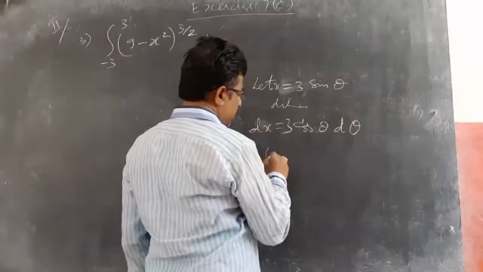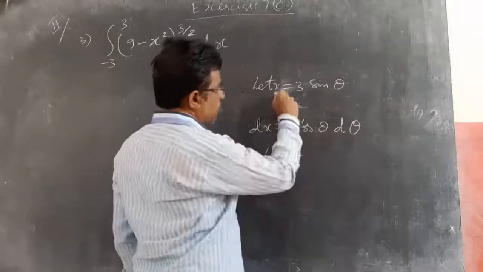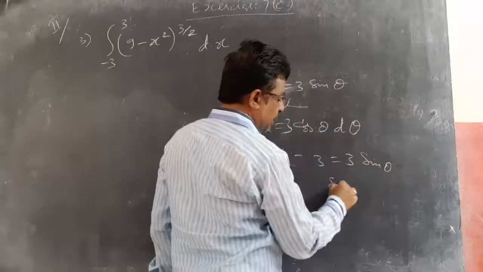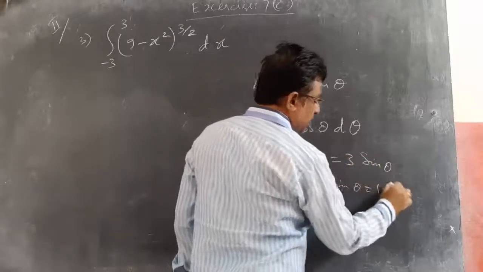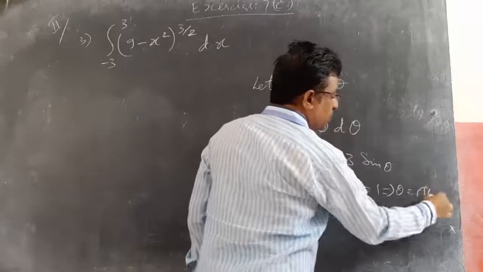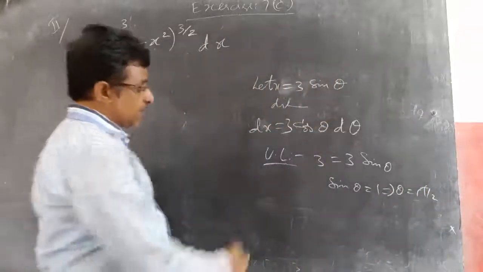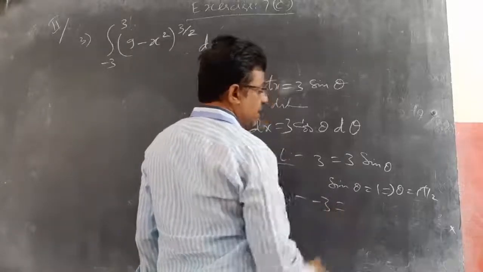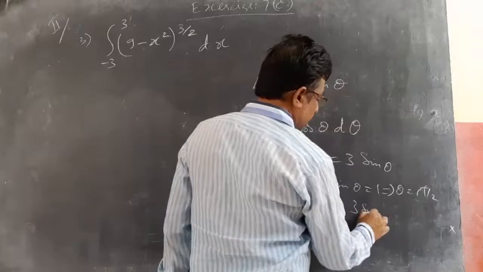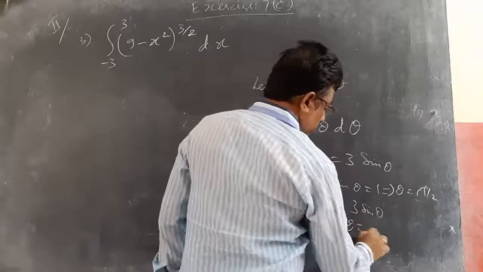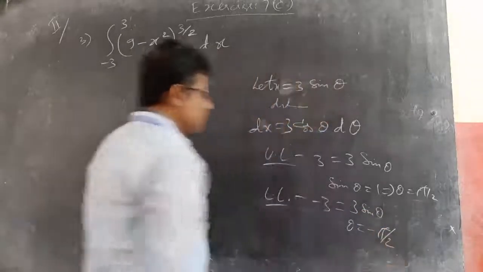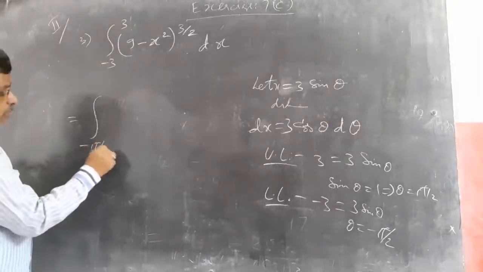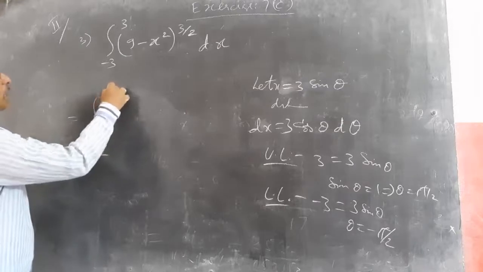Now what is the upper limit? Now you check the limits. If I substitute x equal to 3, 3 equal to 3 sin theta. 100% sin theta equal to 3 by 3, 1. When sin theta becomes 1, theta equal to pi by 2. Similarly, lower limit is minus 3, so minus 3 equal to 3 sin theta, so theta equal to minus pi by 2. Now I can change the limits as minus pi by 2 to plus pi by 2.